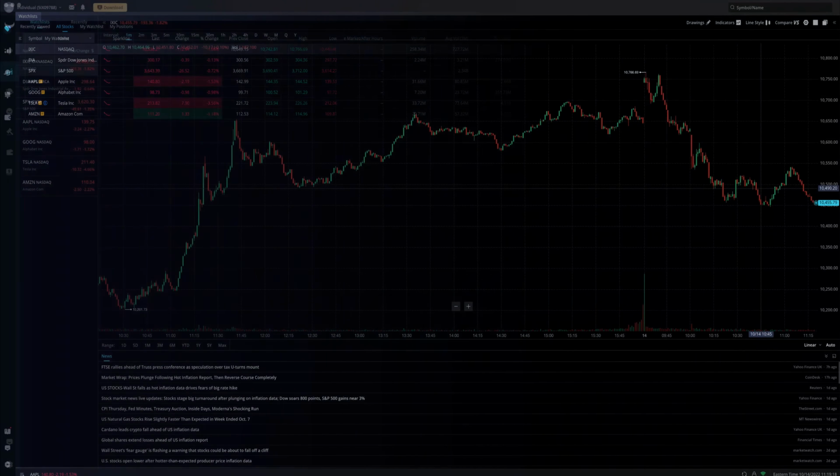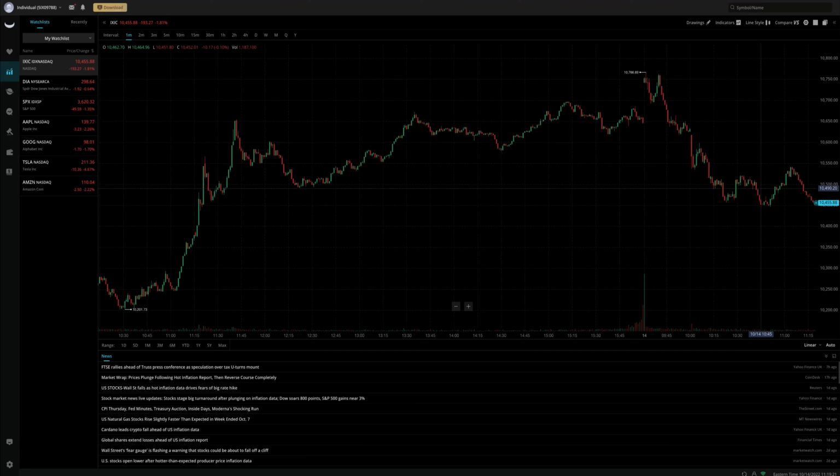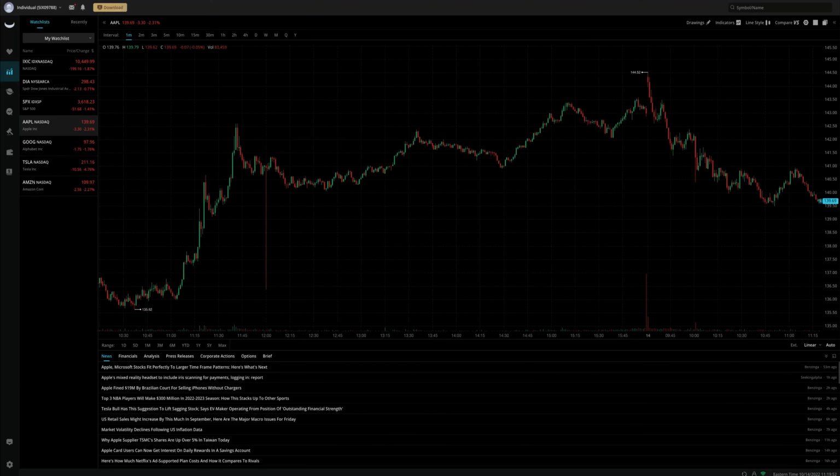The next icon goes by the name stocks, and as you can imagine, it will give more information on the stock you pick. Let's pick Apple, for example. We have the chart, which I will switch to 1 hour.